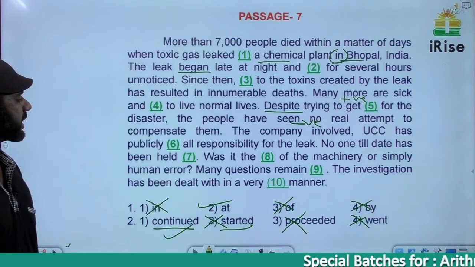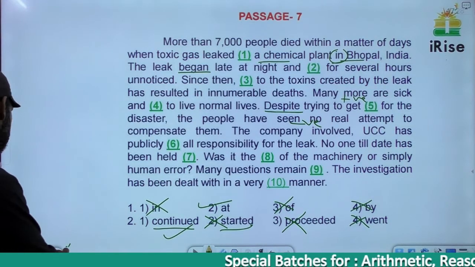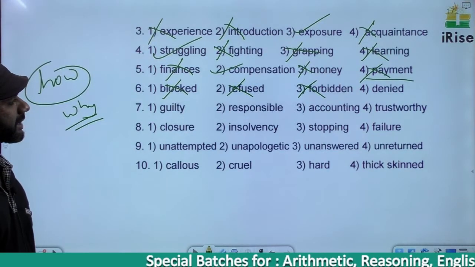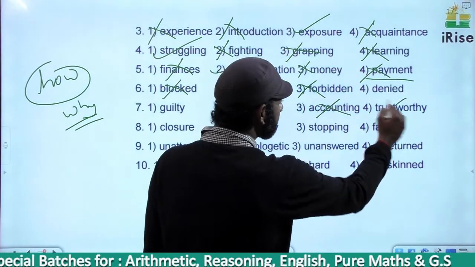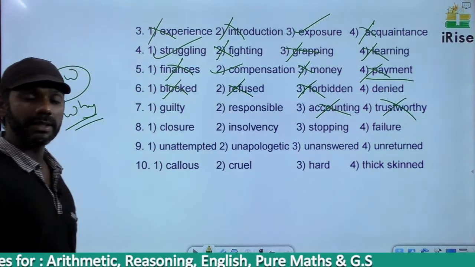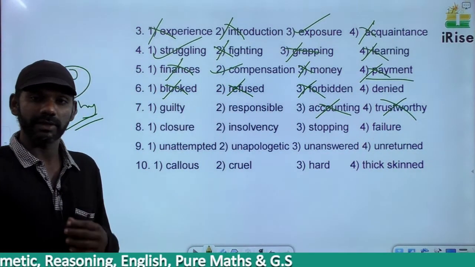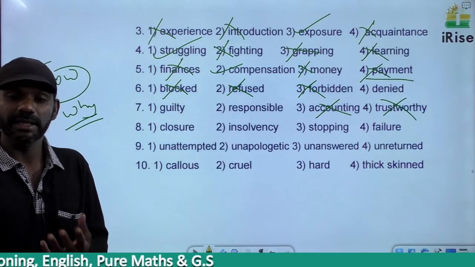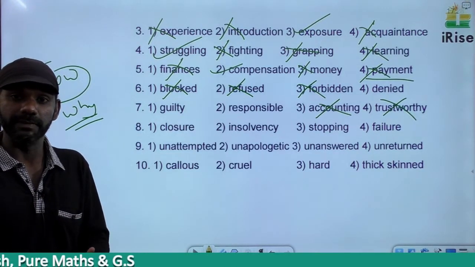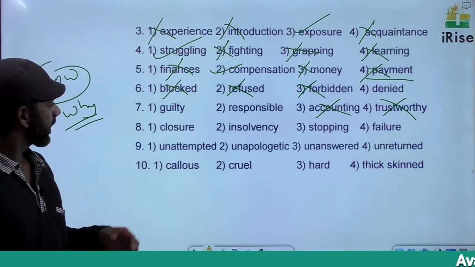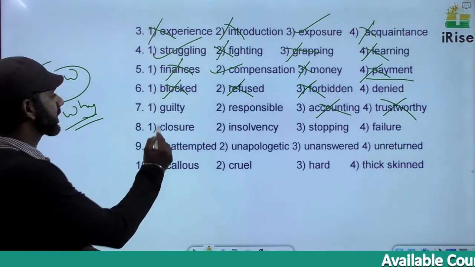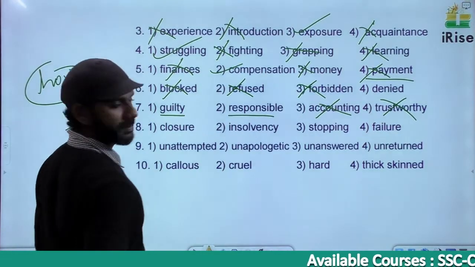No one till date has been held dash. The options are guilty, responsible, accounting, and trustworthy. Accounting does not fit here, and trustworthy anyway doesn't fit here. No one till date has been held trustworthy is wrong. Trustworthy means that we trust that person, we believe him, we have faith in him. That is the meaning of trustworthy. It doesn't fit this context, eliminate. Now we have two options left, guilty and responsible.